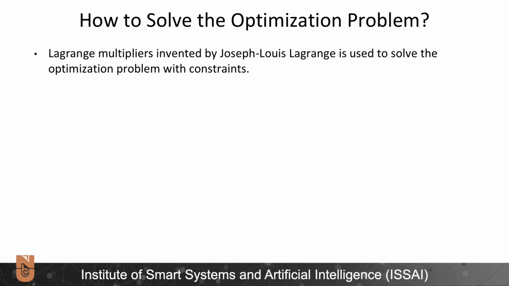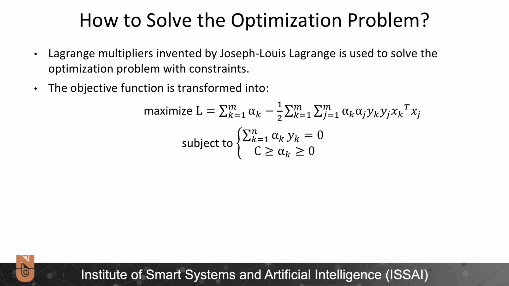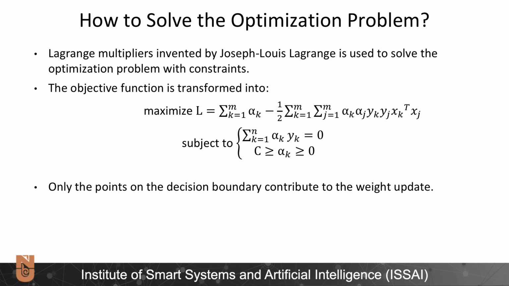We have seen that for solving the hard and soft margin SVM, we need to solve a quadratic optimization problem with some constraints. And for solving that, Lagrange multipliers, invented by Joseph Louis Lagrange, are used. To solve the optimization problem with constraints, the objective function is transformed into the following form. During the training, only data points that are close to the decision boundary contribute to the weight update.